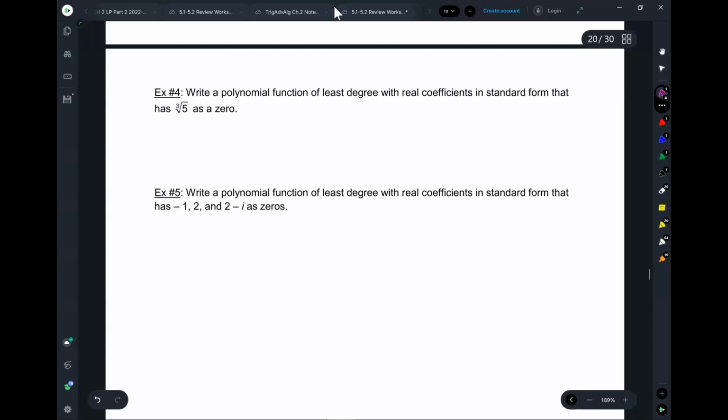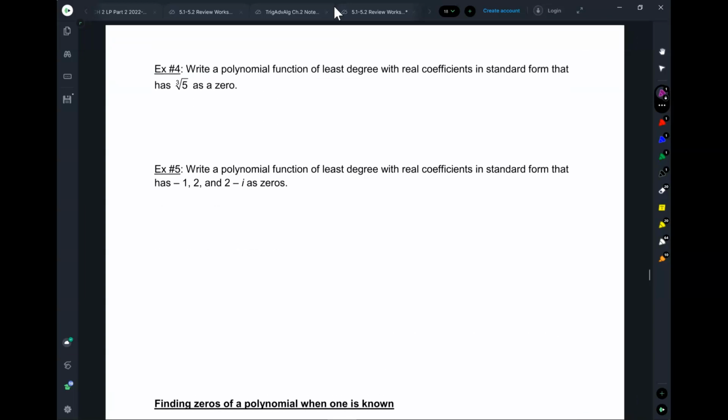Write a polynomial function of least degree with real coefficients in standard form that has cube root of 5 as a zero. For this, we're going to go backwards. If it told you 5 was a zero, what would the term look like from which you get 5? It would just be x minus 5, right? So x minus 5 gives you x equals 5. x squared minus 5 gives you what zeros? Plus or minus root 5.